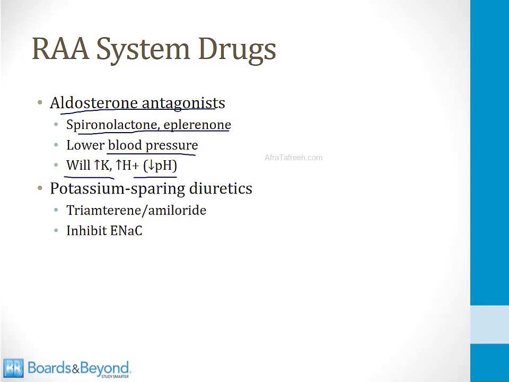And then finally, potassium-sparing diuretics are drugs like triamterene and amiloride. These drugs inhibit the sodium channel ENaC, which is the channel that's activated by aldosterone, so they will also block aldosterone effects, but not through antagonizing the hormone, through blocking the activity of this sodium channel.